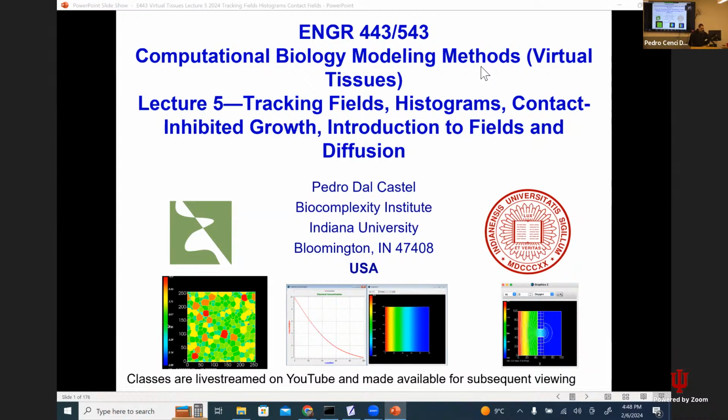Briefly, in the future, we will study tumor, a vascular tumor. So we will need diffused fields for modeling oxygen, nutrients, and waste in tumors.